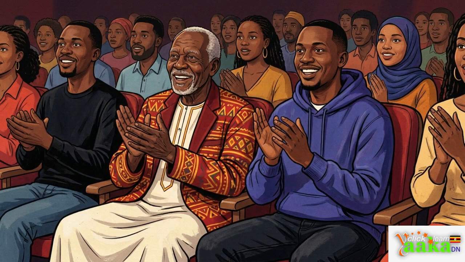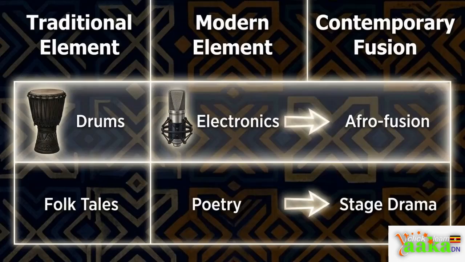Applying these 3 techniques solves the accessibility challenge. It creates a multi-layered performance where a grandparent recognizes the traditional roots and a teenager relates to the modern message. This table maps out how traditional roots combine with modern expressions to create contemporary fusion. Pairing traditional drumming with electronic beats creates Afrofusion, and mixing folk storytelling with modern poetry yields contemporary stage drama.